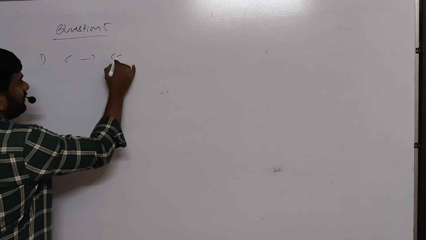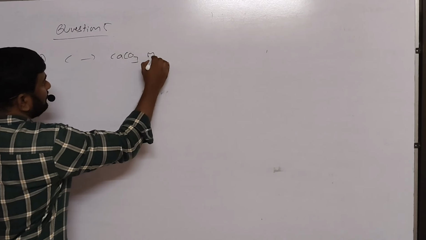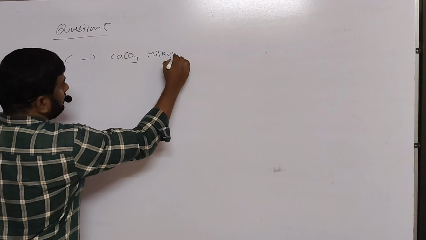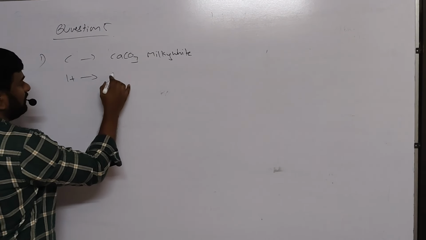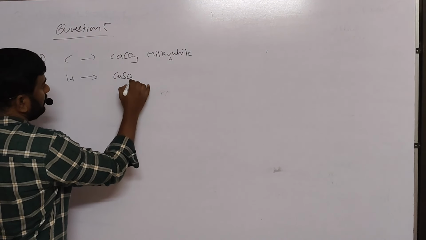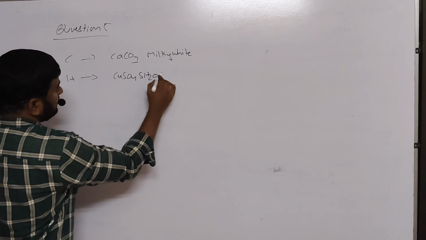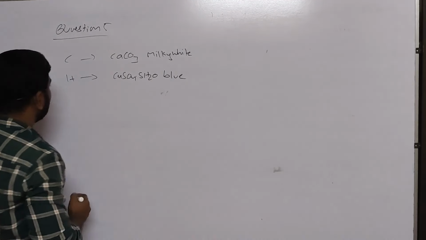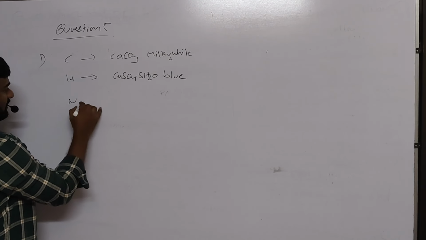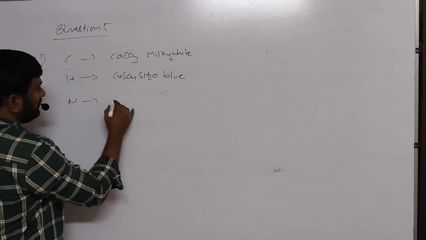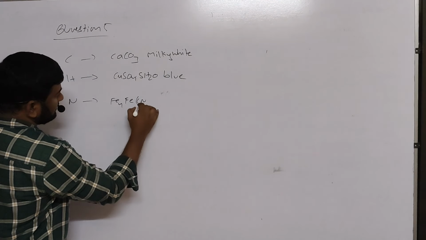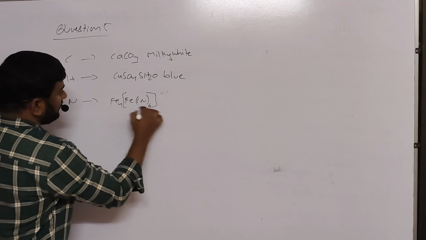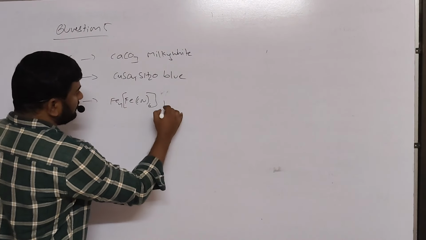Carbon is estimated in the form of CaCO3. What is the color? Milky white. Next, hydrogen is estimated in the form of CuSO4·5H2O. What is the color? Blue. Similarly, nitrogen is estimated in the form of which one? Fe4[Fe(CN)6]3. So what is the color? Prussian blue.